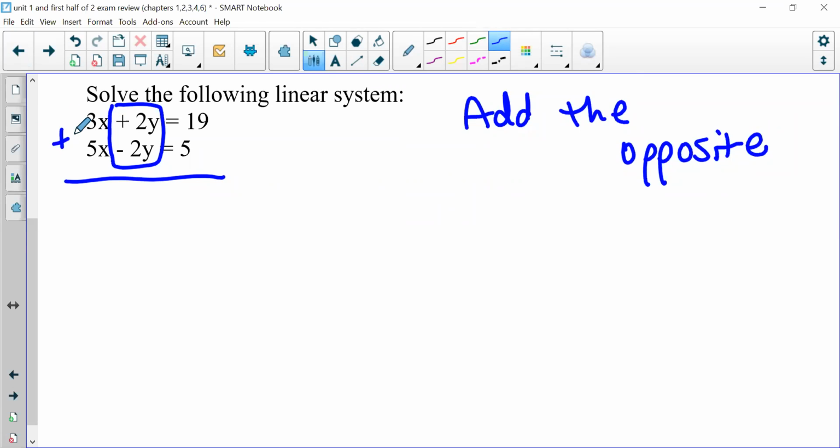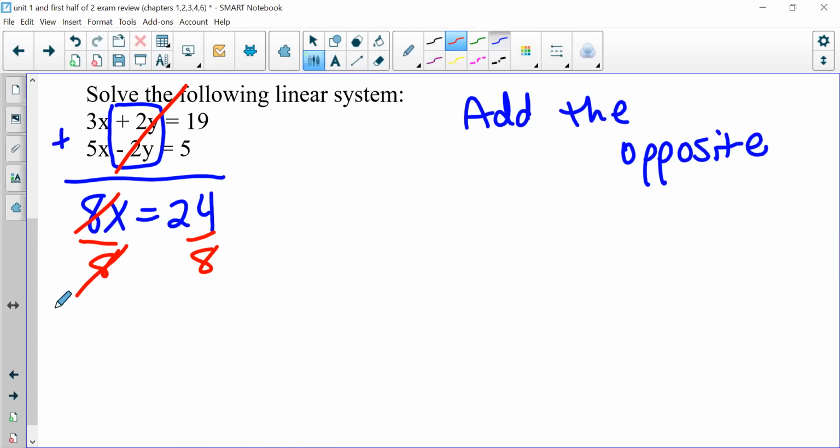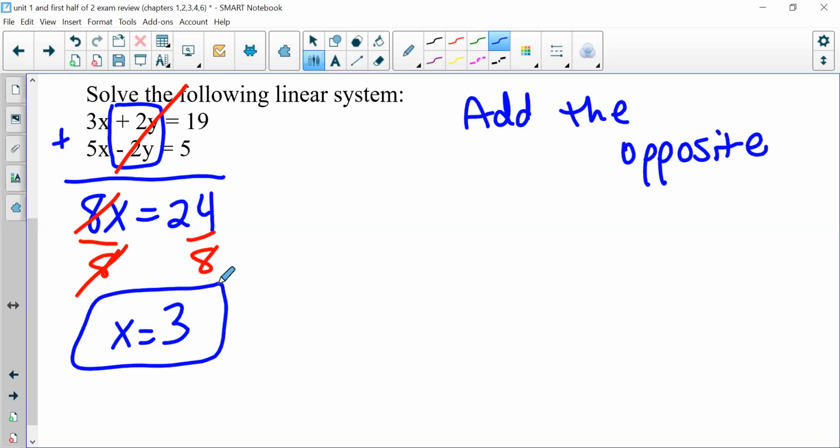So I'm going to add these. Kira, what will I get when I add them together? You get 8x = 24, I think. Yeah, perfect. And then how do I solve for x? You divide both of them by 8. Awesome. So that 8 reduces to 1, and what is x? 3. Okay, and then the last step in elimination and substitution are the same.